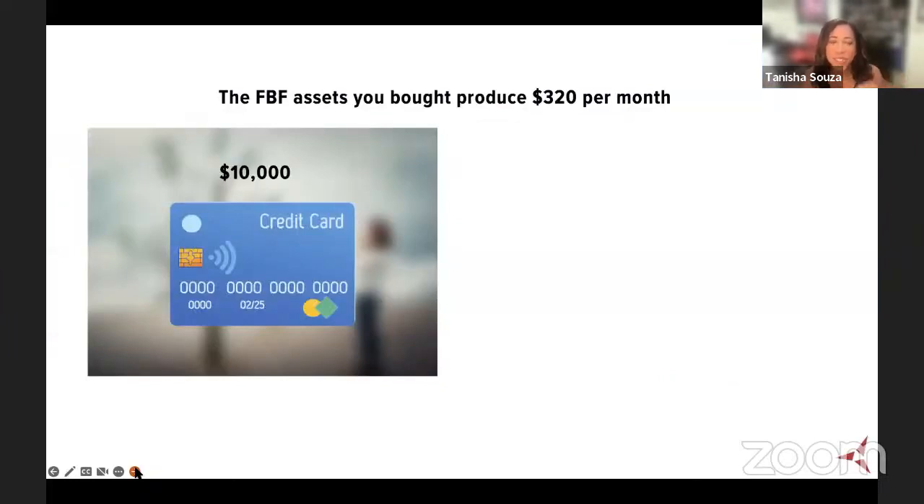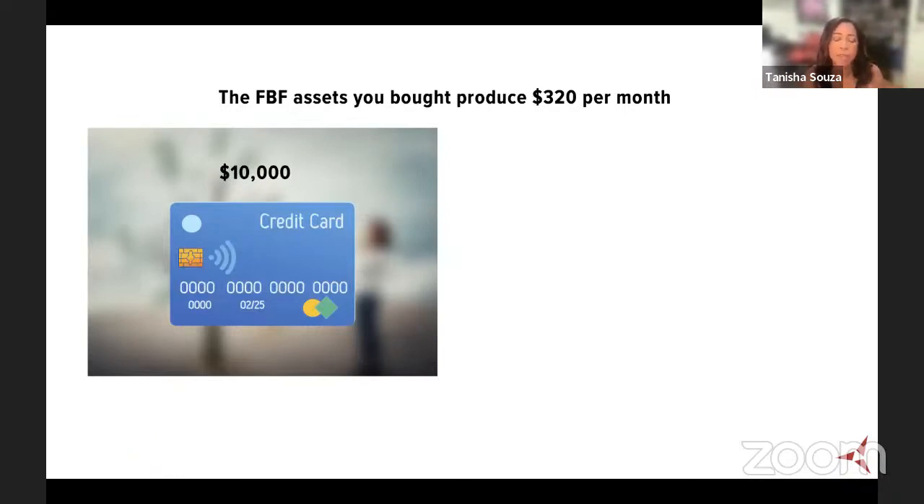So the fast burning fuel asset you bought produces $320 per month, right? You take $10,000 from your leverage, your line of credit, and you purchase the asset, and it produces $320 per month for 3 years, principal and interest, right? Normally, you wouldn't get $320 a month from a small investment of 10 grand. But the reason why is because it's basically a 40% cash on cash return, because you're getting principal and interest back.